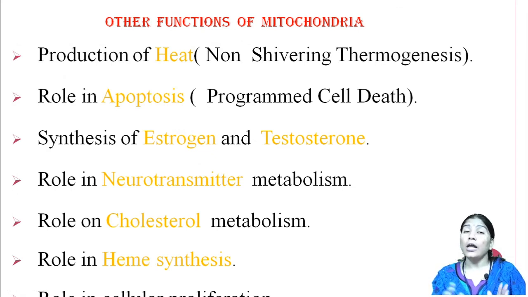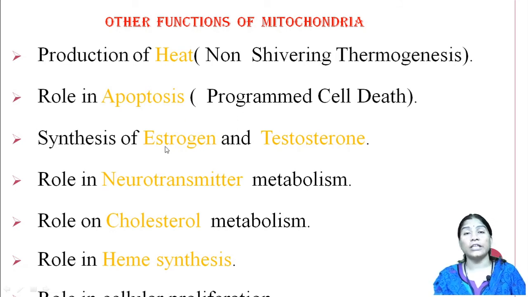So, there are also other functions of mitochondria. Besides aerobic respiration, there are some important functions which are listed here. They play an important role in the production of heat, that is the non-shivering thermogenesis process. They play an important role in apoptosis, that is programmed cell death.